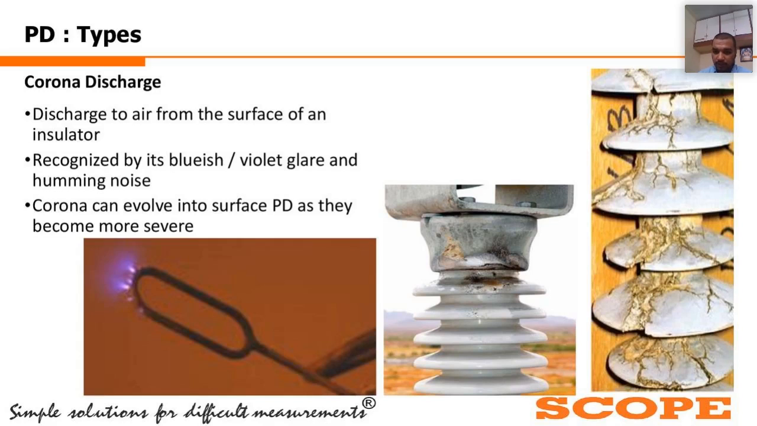The example that you are seeing here is not because of corona, but because of the surface discharge that occurred. That surface discharge was initially corona, but because proper action was not taken on time, this is the kind of thing that happened. And in this particular case, as you can see, it is not a surface discharge, but it is due to corona glare, or due to the presence of corona just at the tip of the insulator. So this was all about the PD types.